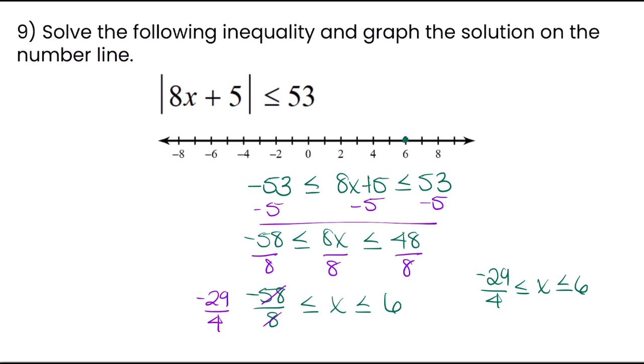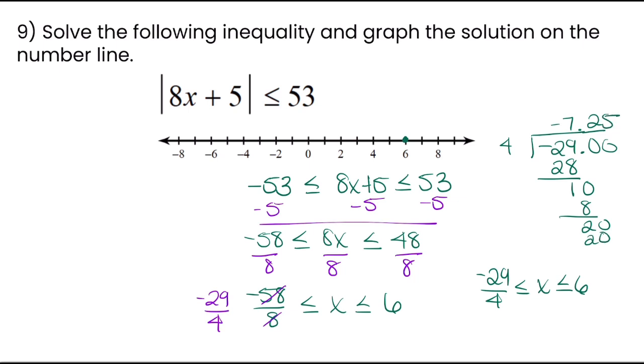Negative 29 over 4, we can convert that to a decimal. I'm just going to show you how to do that real quick. So 4 goes into 28 7 times, and then we have 28, and if we subtract, we get 1, and then I'm going to put a decimal here. So if I have 10, 4 goes into 10 2 times, 4 times 2 is 8, and then I subtract, I get 2, I bring down another 0, 4 goes into 20 5 times, so negative 7.25 will be the answer if I convert it to a decimal. Okay, so I'm going to put this second filled-in circle a little bit past negative 7, and then any number that's in between these 2 points is going to be a solution to this inequality.